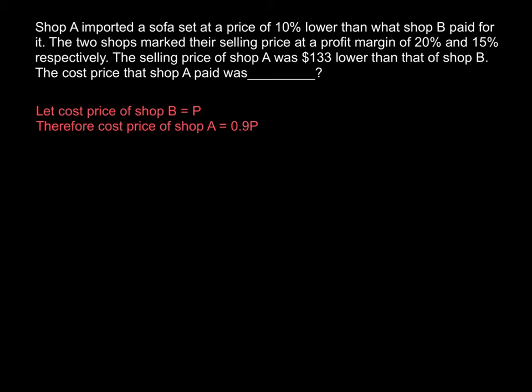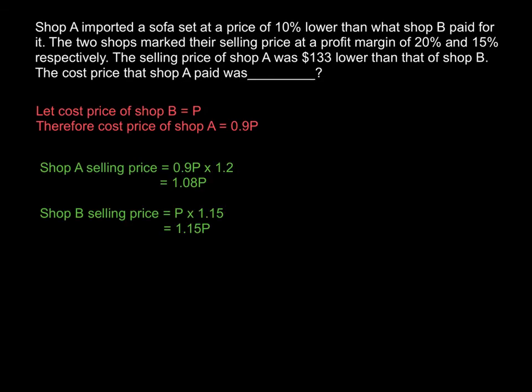Let's let the cost price of Shop B equal P. Therefore, we know the cost price of Shop A was 0.9P, given that it's 10% lower than what Shop B paid for it. Now, in order to work out Shop A's selling price, we can start with our 0.9P times by the profit that they're making. Now, we know that they're making 20%, therefore we multiply it by 1.2, and the Shop A selling price is 1.08 multiplied by P.